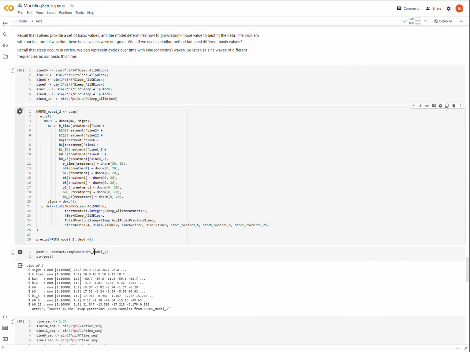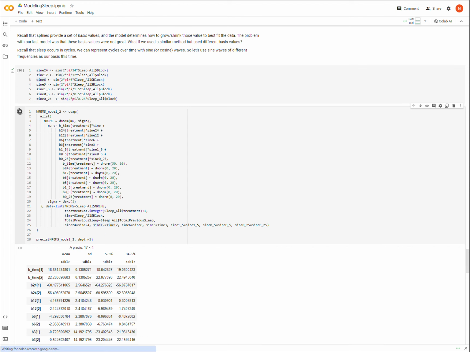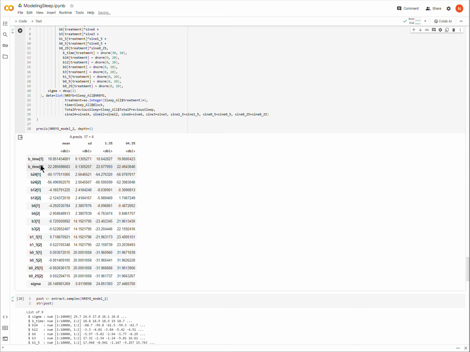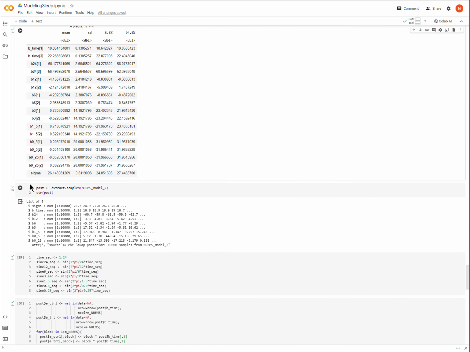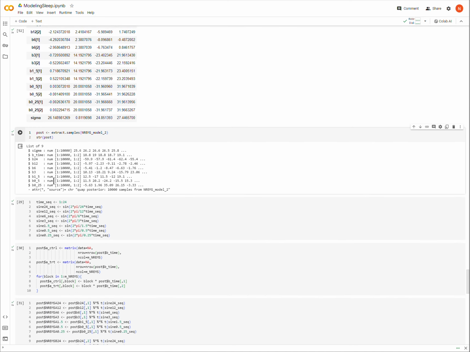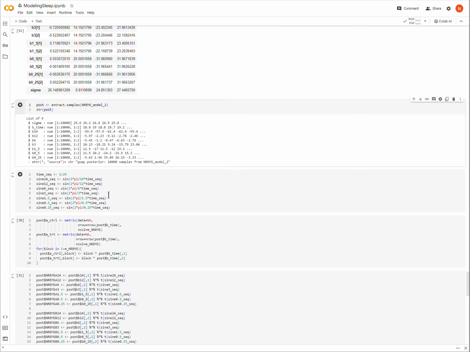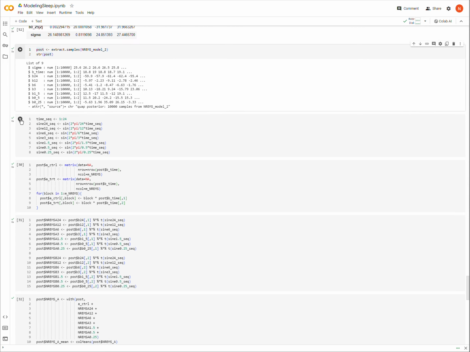Okay, and so now when I run this again, I get my output. This is my posterior summary. Okay, and again, I have my coefficients for each of the different sine waves of different periods. Okay, but that doesn't help us very much. And so what we want to do is extract samples. Okay, so I have samples, and they're in this object, this list called post, and you can look at the different variables that are included so far. Okay, and then this is just more sine functions, but I'm going to need this when I start plotting.